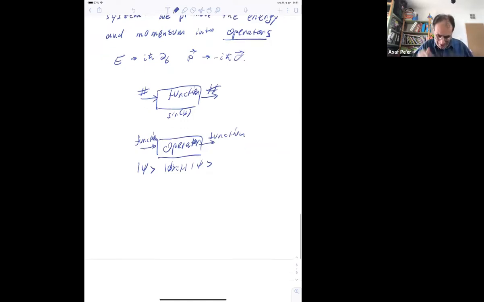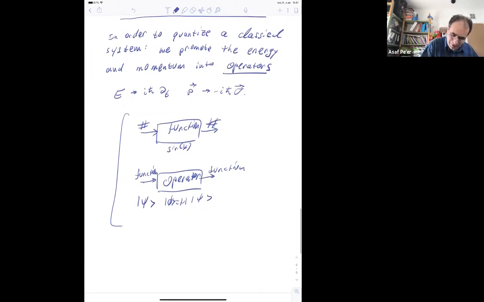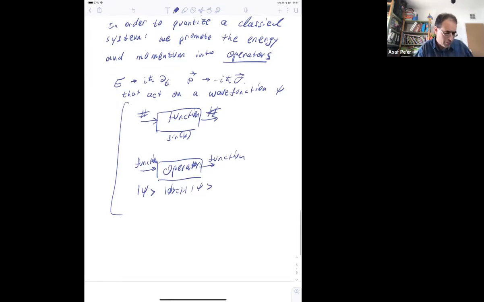Okay, that's my approach. So we say an operator operates on something, right? It operates on a wave function, right? So these operators act on a wave function psi. Of course, h bar is equal to 1. I just put the h bar in to make sure not to confuse you more than needed.